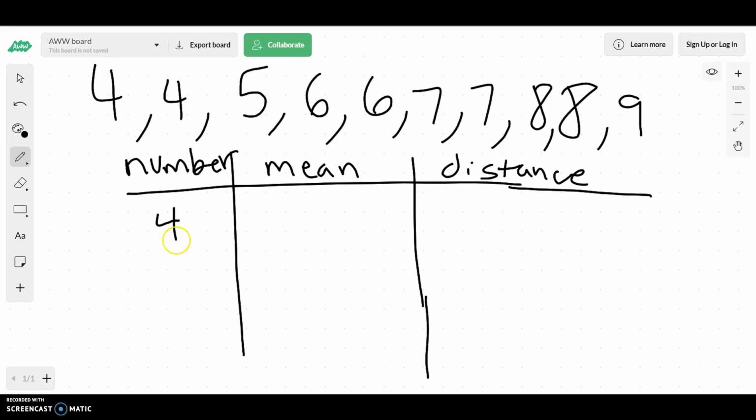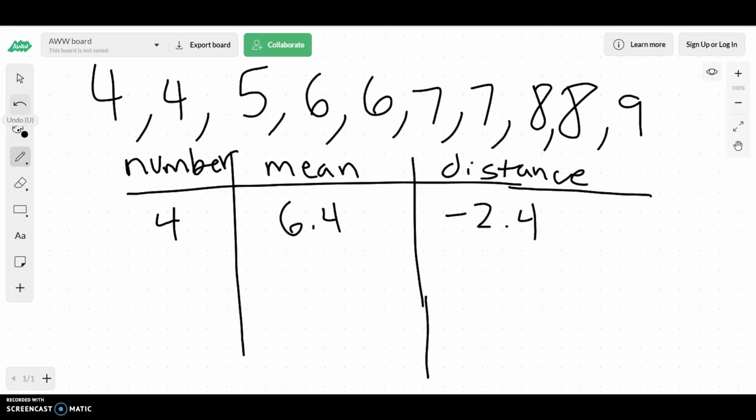Now take this 4 right here, that first number. We want to know the distance away from the mean. If you want to find the distance from something, you take the two numbers and you subtract them. And what you get when you do 4 minus 6.4 is negative 2.4.